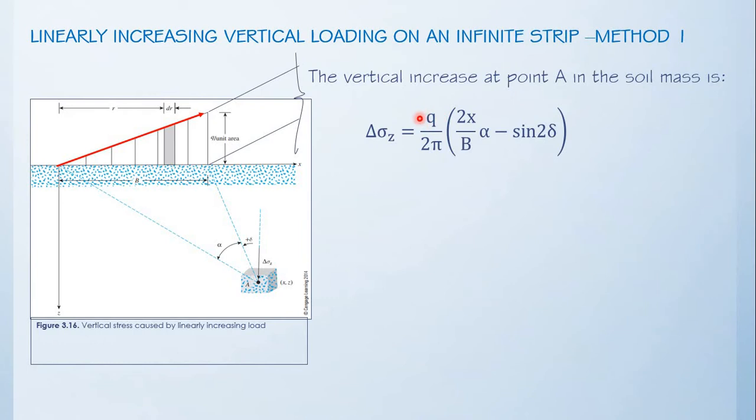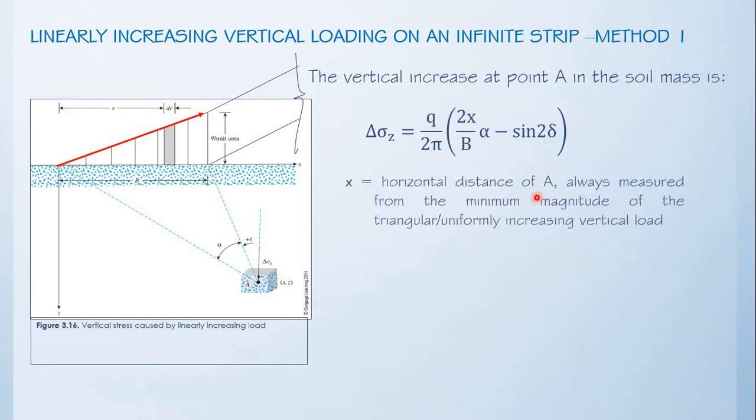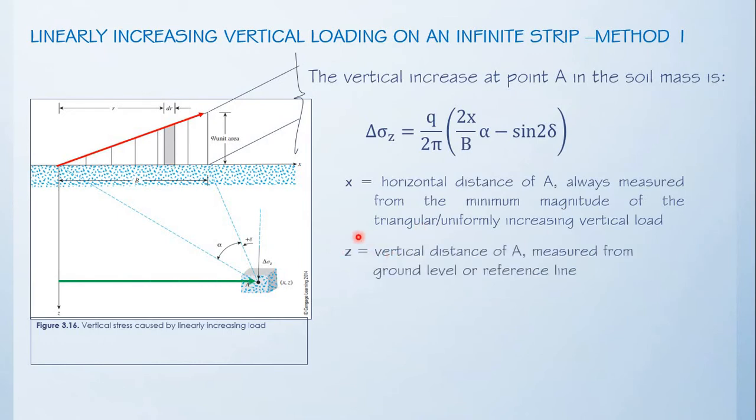Q is the load per unit area. X is the horizontal distance of A measured from the minimum magnitude of the triangularly or uniformly increasing vertical load. So this is our X. Next parameter is Z. This is the vertical distance of A measured from the ground level or the reference line. So this is our Z.